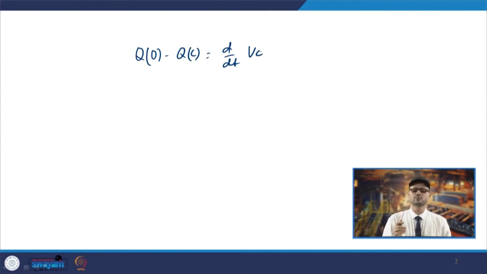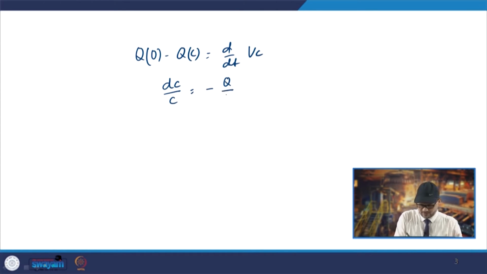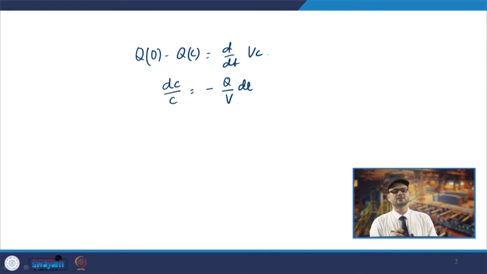From here you get dC upon C equal to minus Q by V dt. So, this side you have dC upon C, and minus Q by V, and then dt goes to this side. You can integrate it by having certain boundary conditions.